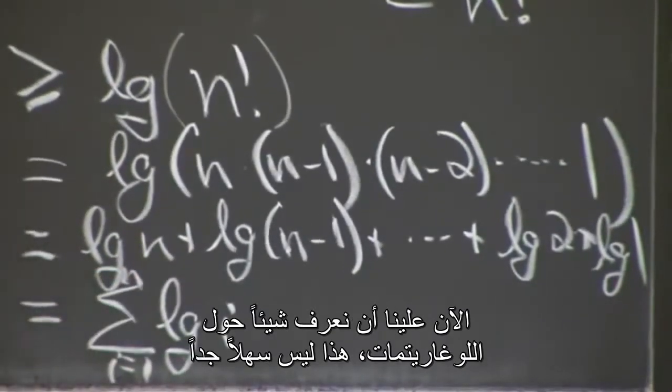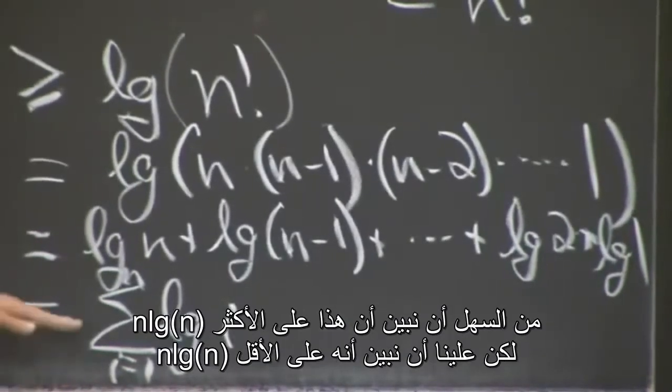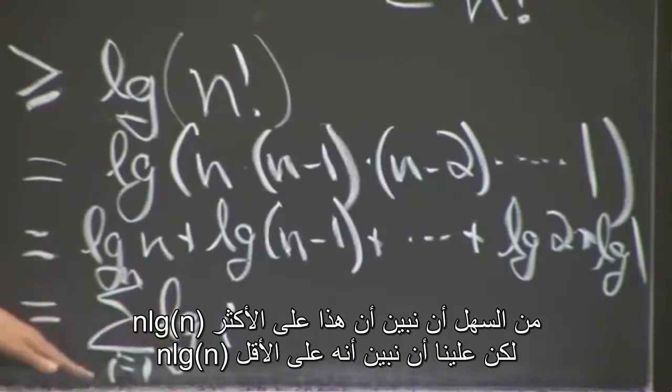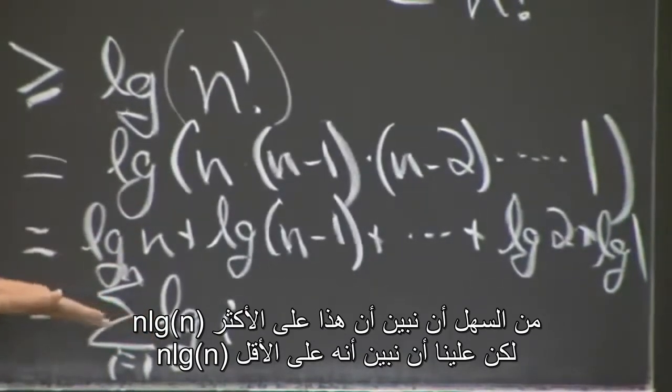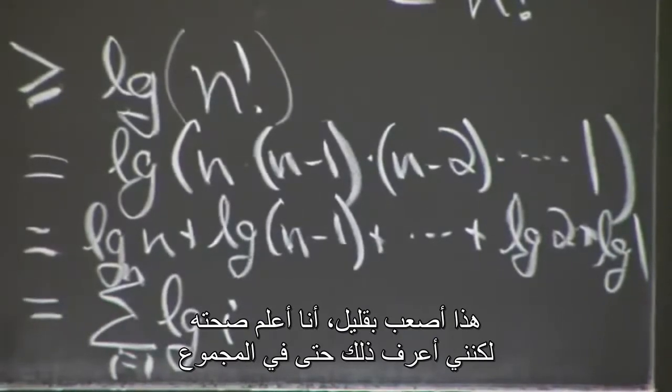Now we need to know something about logs, so it's not so easy. It's easy to show that this is at most n log n. But we need to show that it's at least n log n. That's a little trickier. I happen to know it's true.